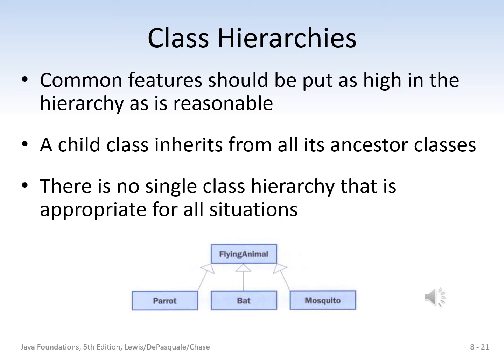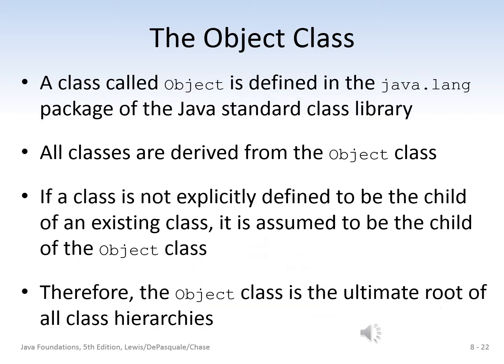The features that are common to all child classes should be put as high in the hierarchy as possible, because a child class inherits from all its ancestor classes. And keep in mind, there is no single class hierarchy that is appropriate for all situations. One size does not fit all.